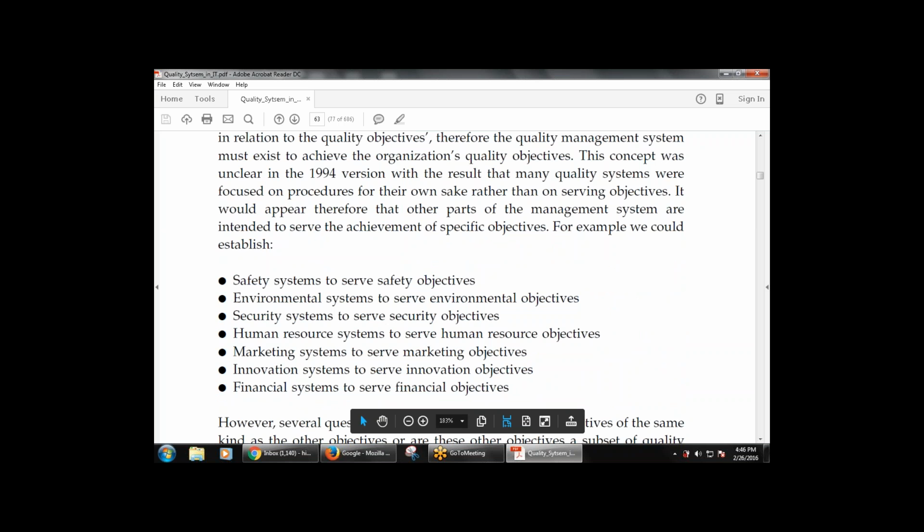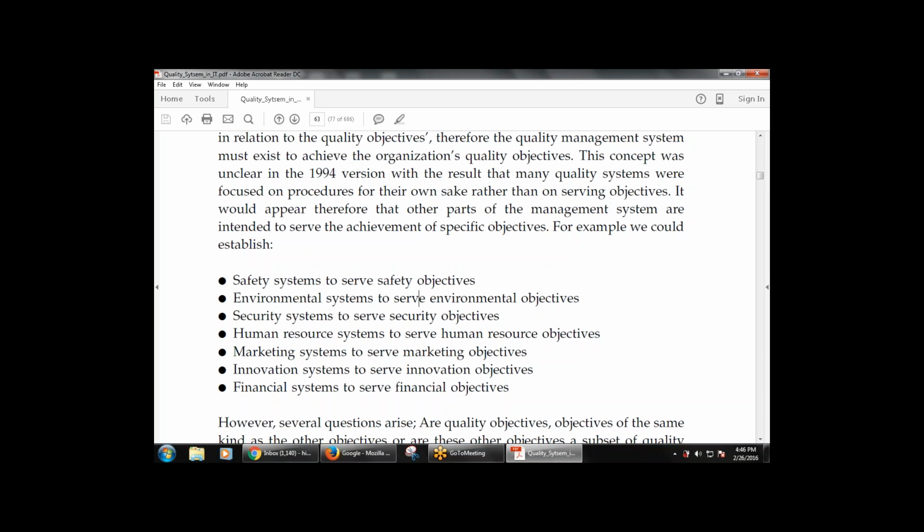Now, first is the safety system to serve the safety objectives. So there are various safety techniques used to serve the safety objective. So that is a safety system to ensure the safety objective. Then an environmental system to serve the environmental objective. So first the safety system, then the environmental system, then there is a security system, then there is a human resource system.